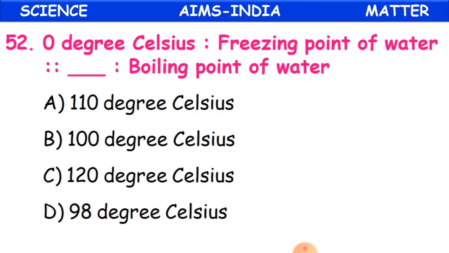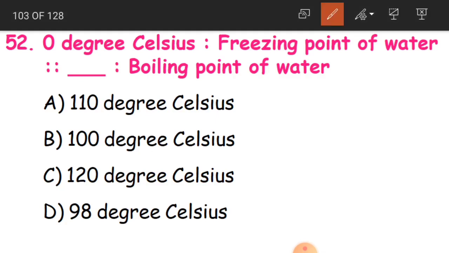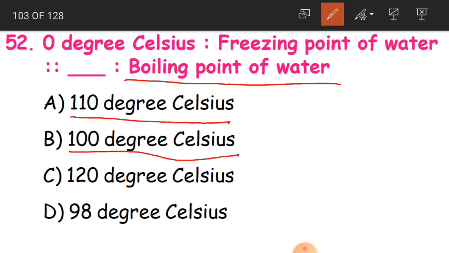Clear? Now 52nd question: 0 degree Celsius is the freezing point of water. 0 degree Celsius means what? Freezing point of water. So for the boiling point of water, how many degrees Celsius do we take into consideration? Is it 110 degrees Celsius, 100 degrees Celsius, 120 degrees Celsius or 98 degrees Celsius? And the answer is 100 degrees Celsius. This is the boiling point of water.